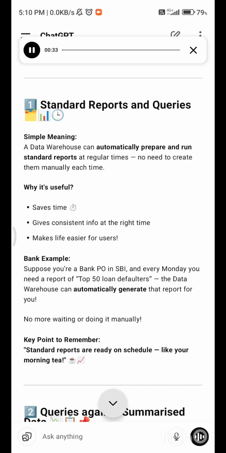Standard reports and queries. Simple meaning: a data warehouse can automatically prepare and run standard reports at regular times. No need to create them manually each time. Why it's useful? Saves time, gives consistent info at the right time, makes life easier for users. Bank example. Suppose you're a bank PO in SBI, and every Monday you need a report of top 50 loan defaulters. The data warehouse can automatically generate that report for you. No more waiting or doing it manually. Key point to remember: standard reports are ready on schedule, like your morning tea.